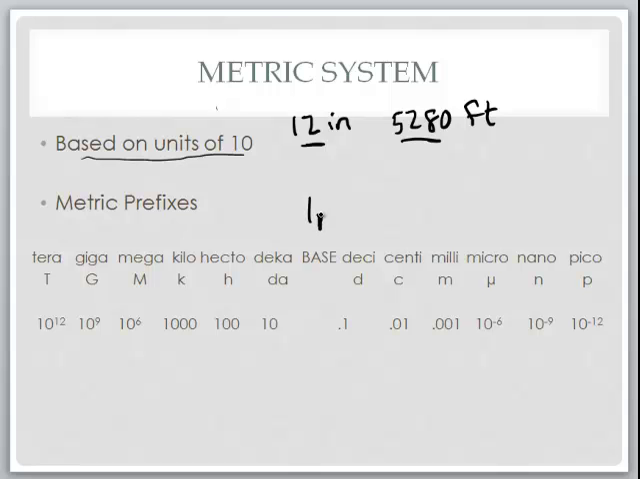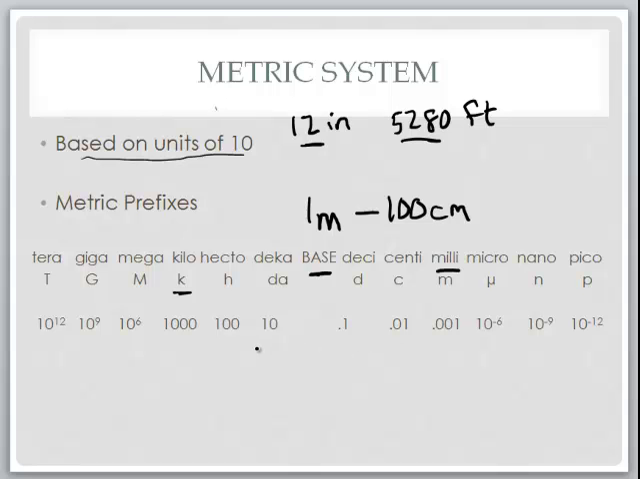If you have 1 meter, we can easily convert that to centimeters because there's 100 centimeters in 1 meter. There's 1,000 millimeters in a meter. There's 1,000 meters in a kilometer, etc. So everything is based on a factor of 10.